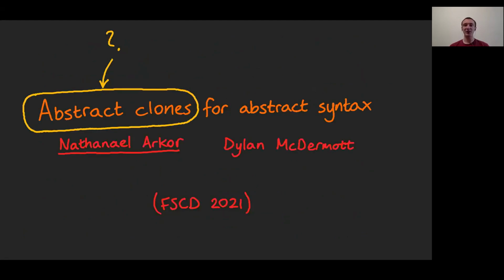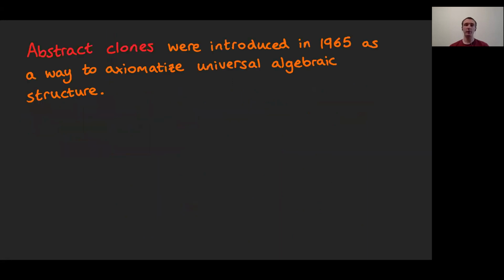So I've been using this word a little bit already, but I haven't defined it. So what do I mean by abstract clone? Well, abstract clones were originally introduced in the 1960s as a way to axiomatize universal algebraic structures in general. And by this, I mean that algebraic structures in general, such as groups, rings, monoids, and so on, all share similar properties. And so abstract clones axiomatize the similar properties that these structures have. So we have an abstract clone for each algebraic structure. So there's an abstract clone for groups, an abstract clone for rings, an abstract clone for monoids, and so on.